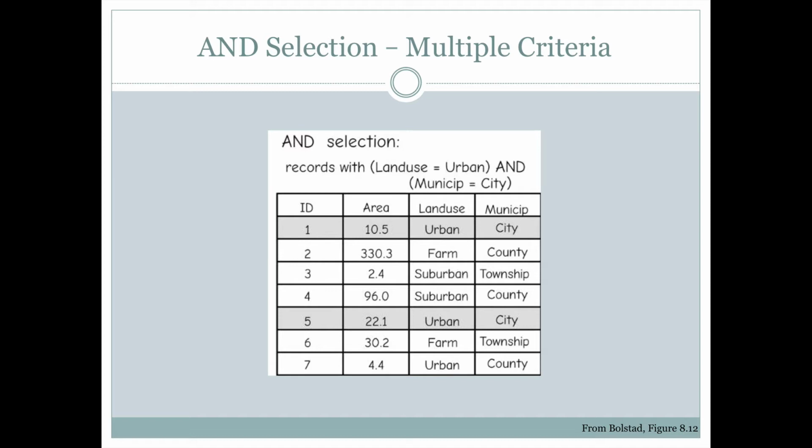We could also select by more than one attribute, and in this case we would use the AND selection. So we have two different criteria that we're going to apply. Land use has to be equal to urban, and municipality has to be equal to city in order for it to be selected. You can see in this case that of the 7 records, it's only chosen 2 records. There are other ones that have urban as their land use, but they are not selected because their municipality is not equal to city. So both of those have to be true using the AND statement in order for them to be selected.